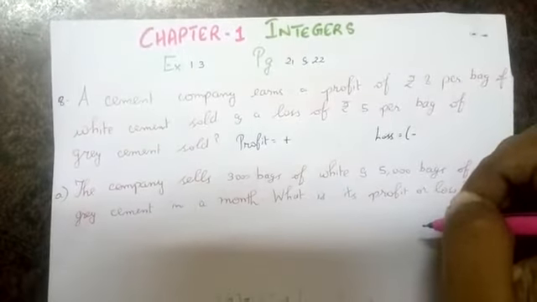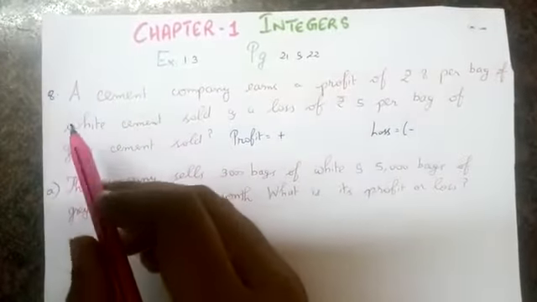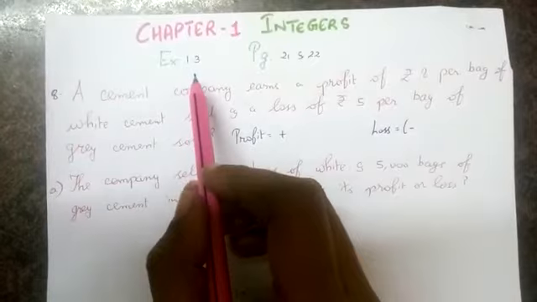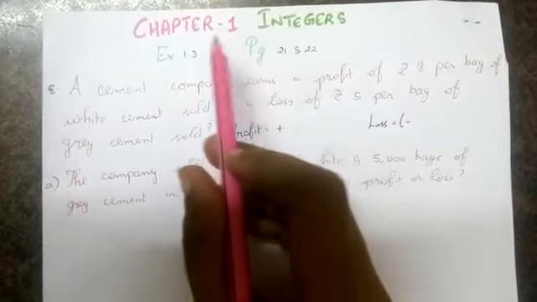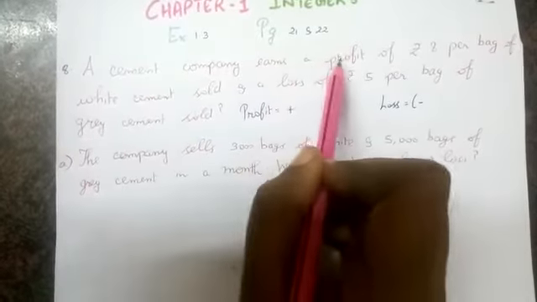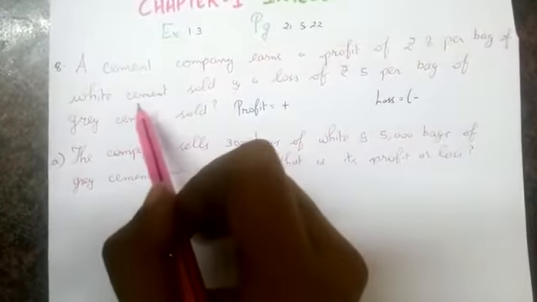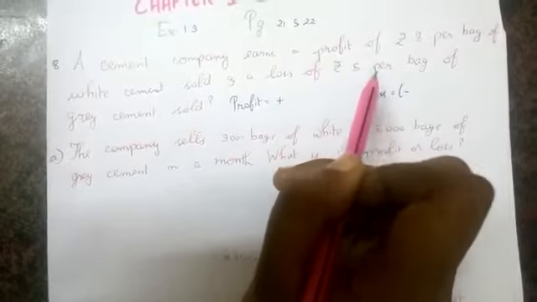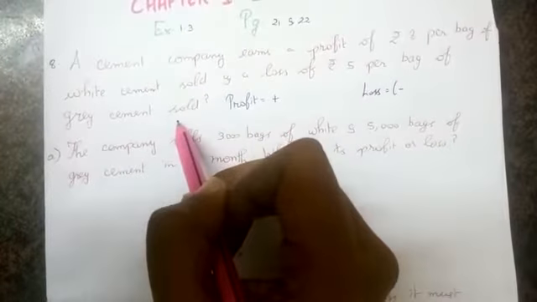Welcome all. In this video, we are going to solve the 8th question of exercise 1.3 on page numbers 21 and 22 of chapter 1, Integers. It says that a cement company earns a profit of rupees 8 per bag of white cement sold and a loss of rupees 5 per bag of grey cement sold.